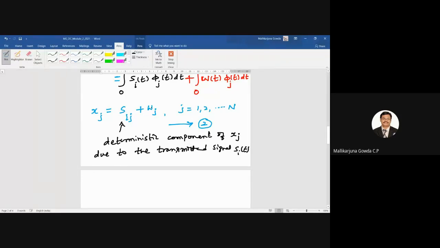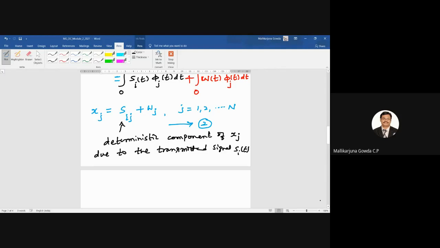But Wj is noise, which is added in the channel. I don't know what it is, meaning how it looks. That is why I say this Sij is the deterministic component of Xj, due to the transmitted signal Si of t.